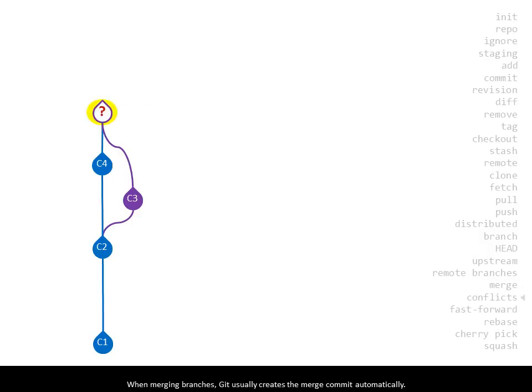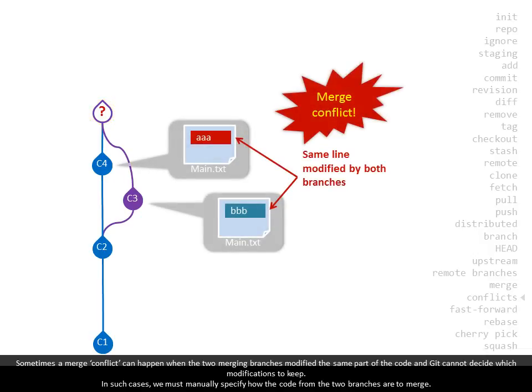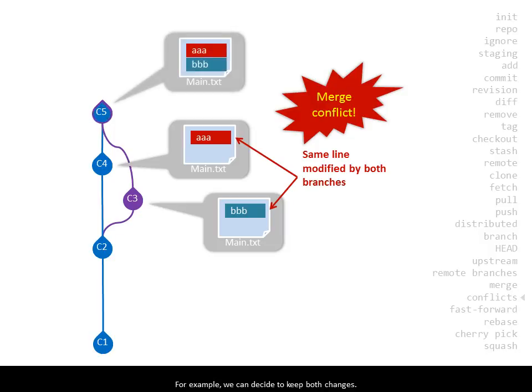When merging branches, Git usually creates the merge commit automatically. Sometimes a merge conflict can happen when the two merging branches modified the same part of the code and Git cannot decide which modifications to keep. In such cases, we must manually specify how the code from the two branches are to merge. For example, we can decide to keep both changes.